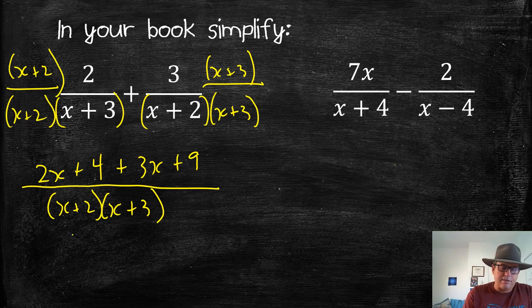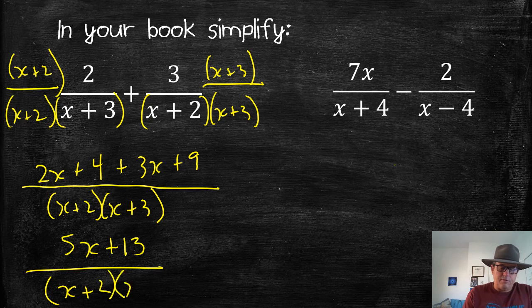I can simplify some things up top. 2x plus 3x is 5x. 4 plus 9 is 13. All over x plus 2, x plus 3. I can't factorize the numerator, so I'm done.